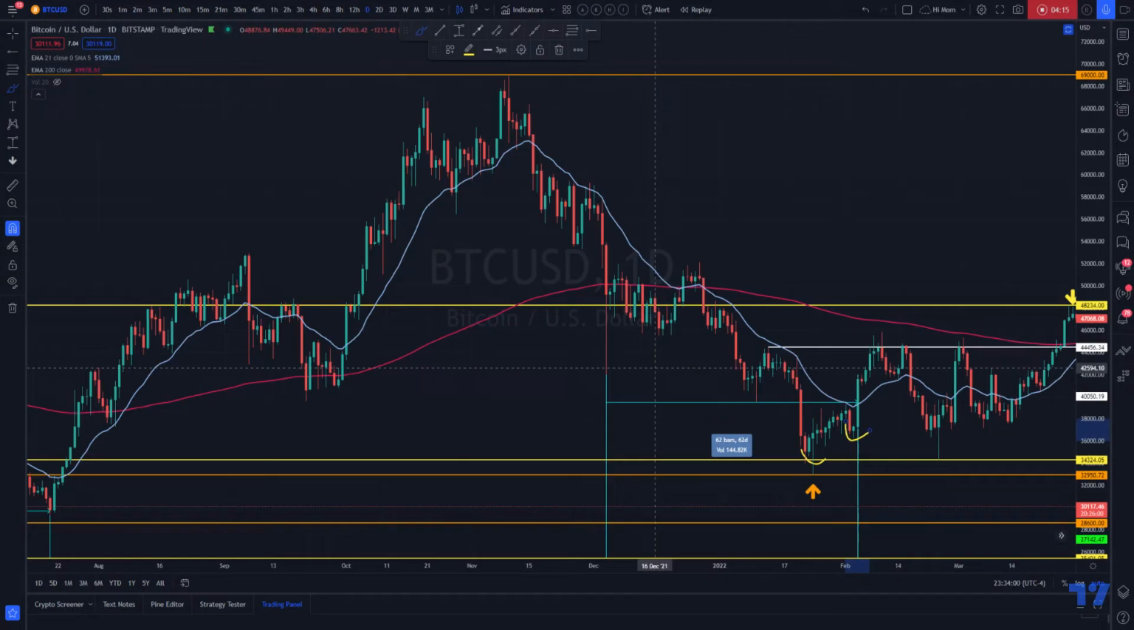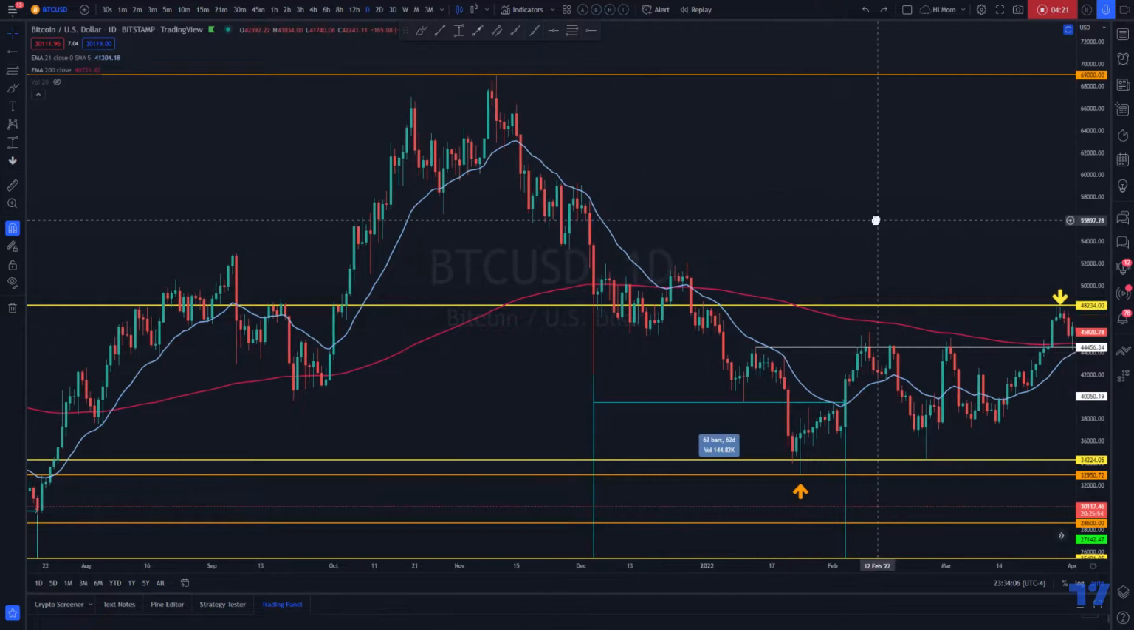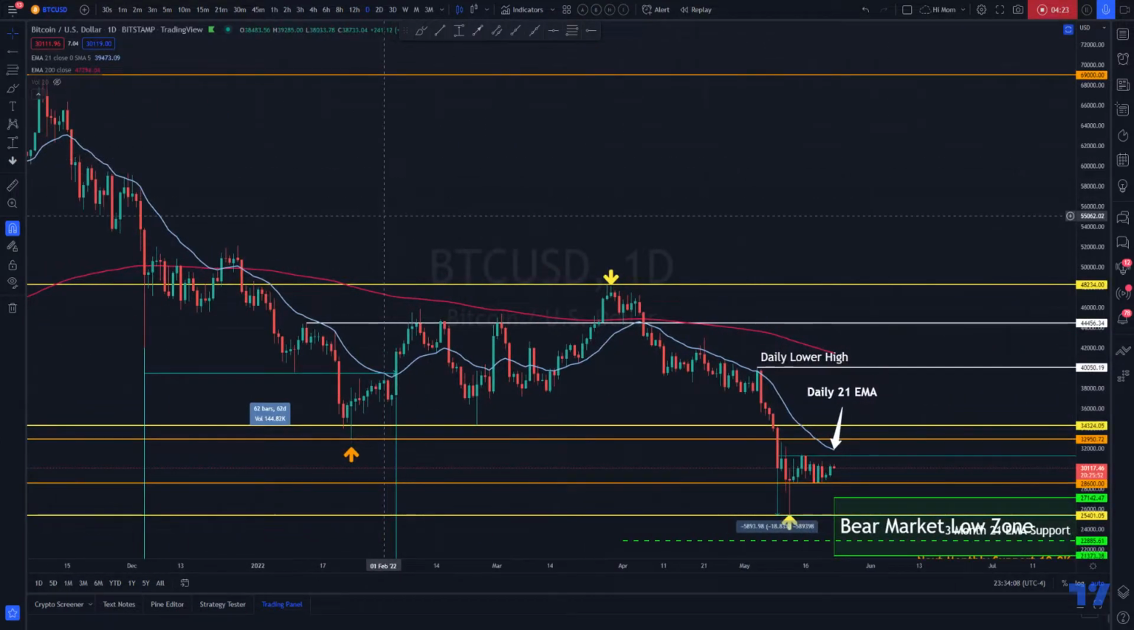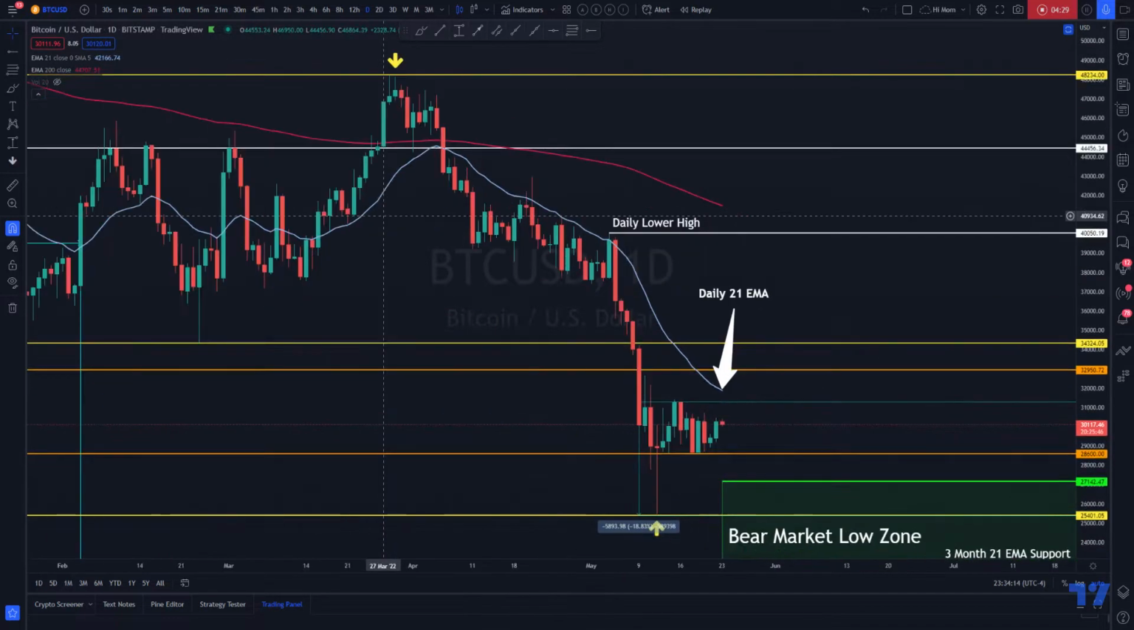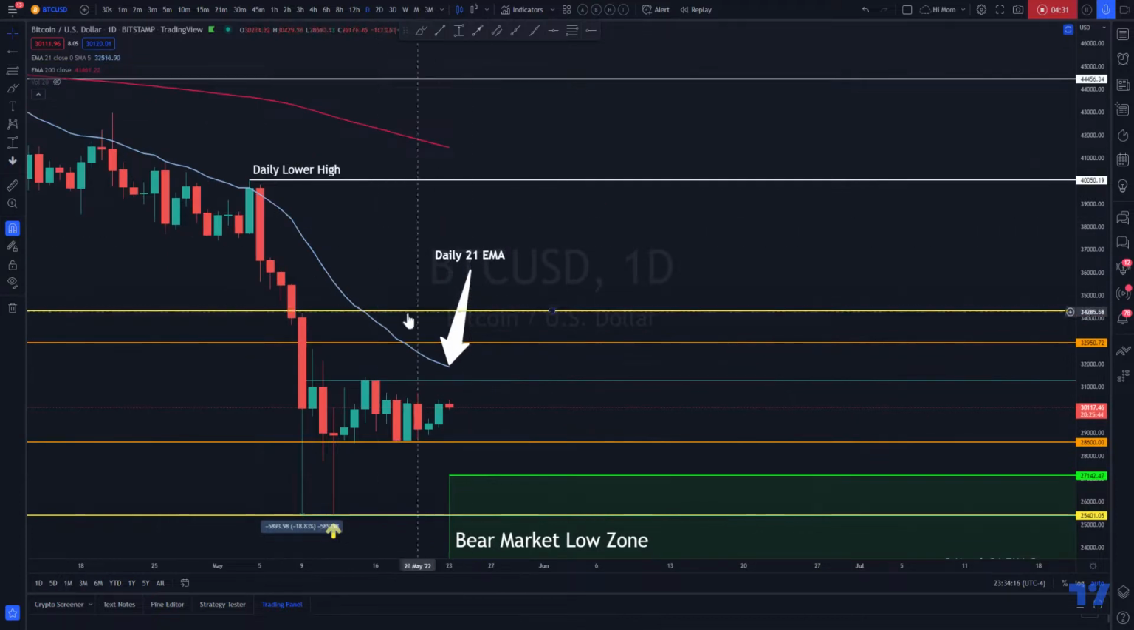So if we look left for clues, we will not be surprised if it takes 30 to 60 days to print a macro time frame local low that could potentially go to lower lows or higher lows, right? So what are we anticipating on the daily time frame? Let's go ahead and erase this here.